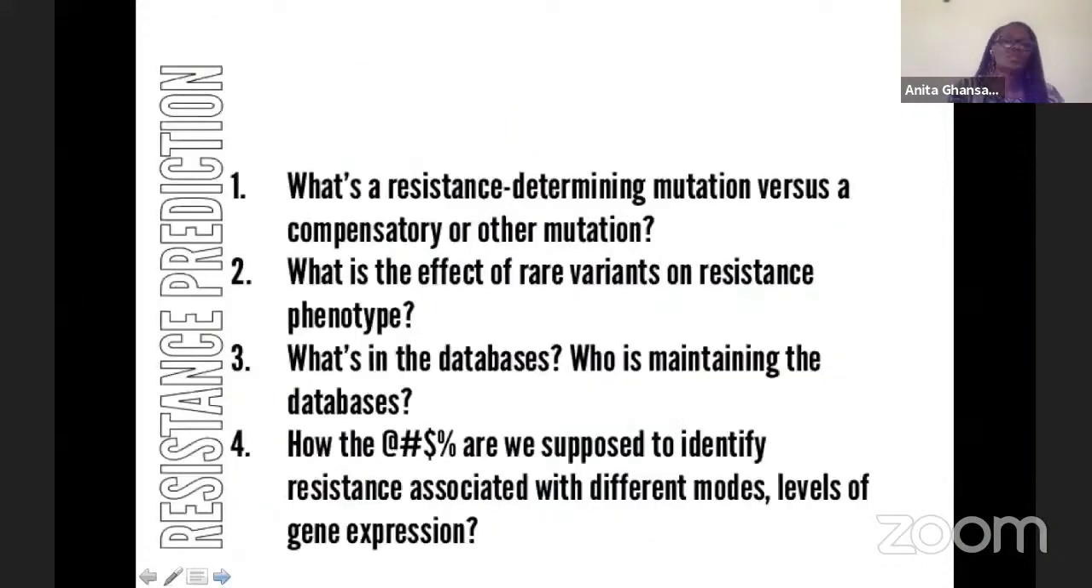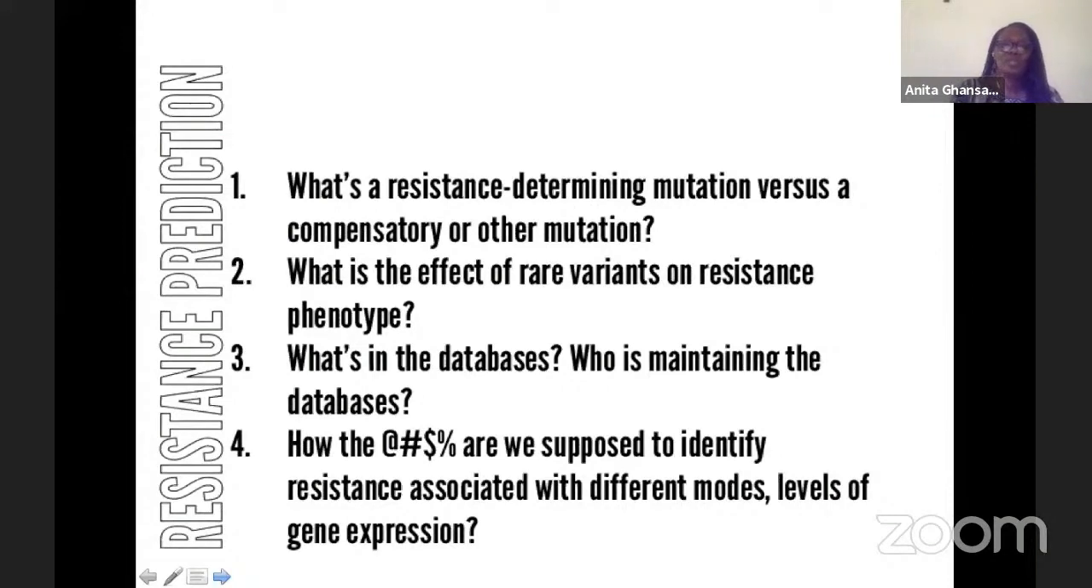Now we can also use pathogen genomics to understand or to predict resistance. So first of all, you can ask what is resistance. You can look at mutations versus compensatory polymorphisms. And then you can use it to understand the effect of rare variants on resistance phenotypes. You want to see whether a rare variant is now increasing in the population. Is it also conferring resistance now to a drug or not?